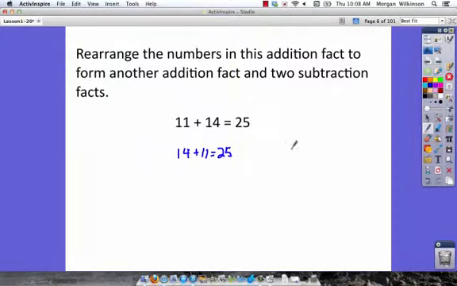Now we need 2 subtraction facts. If we want 2 subtraction facts, we could say 25 minus 11 is equal to 14, because that's true. And the other way around would be 25 minus 14 is equal to 11. And those are our 3 answers, because we only needed 2 subtraction facts and 1 other addition fact. Again, this is called a fact family because we've got the 4 different facts right here, 2 addition, 2 subtraction, that all work with the same values.